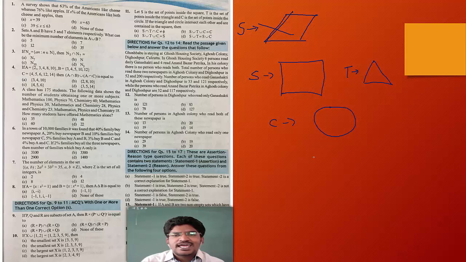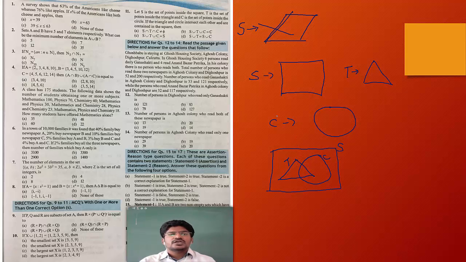If triangle and circle intersect each other, so triangle and circle are intersecting each other and are contained in the square. See, this is S, this is C, this is T. Then, which of the following is correct?